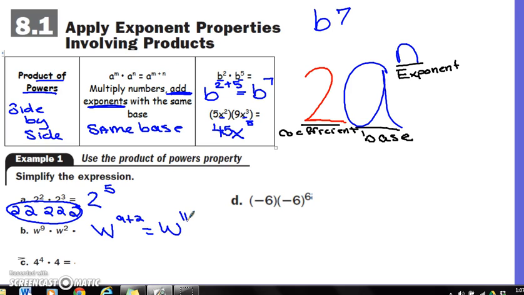It says 4 to the 4th and 4. Well, we have these hidden 1 exponents that we don't have to write. That is assumed. Any number or letter by itself is assumed to have an exponent of 1. So this 4 right here has an exponent of 1. It's always 1. So when we add our exponents, 4 plus 1 gives us 4 to the 5th power.